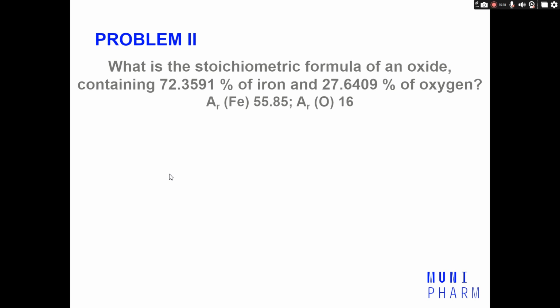Now our task will be the opposite. What is the stoichiometric formula of the oxide, which according to the analysis contains 72.36% of iron and 27.64% of oxygen? The individual elements are given, so we know that it will be the iron oxide. And our task is to find out just the X, Y coefficients.